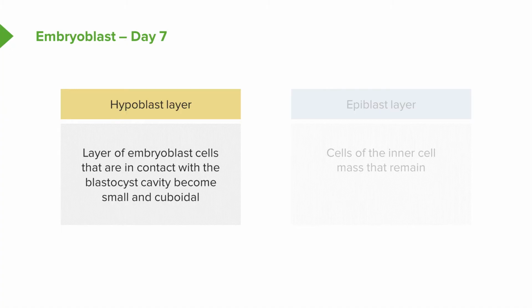The epiblast and hypoblast cells have distinctive fates. The hypoblast cells are going to be proliferating to surround the blastocyst cavity. They are small and cuboidal, whereas the epiblast cells grow taller and taller and are going to be the cells that actually create the entirety of the embryo from this stage on.